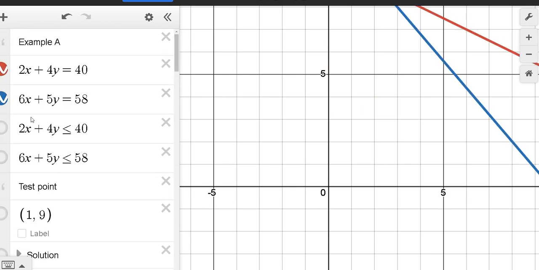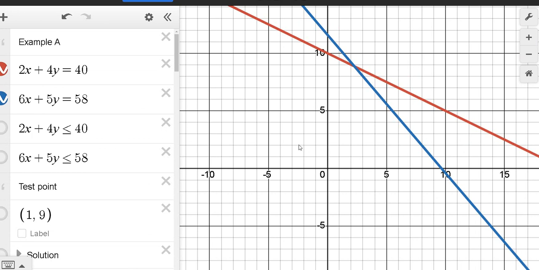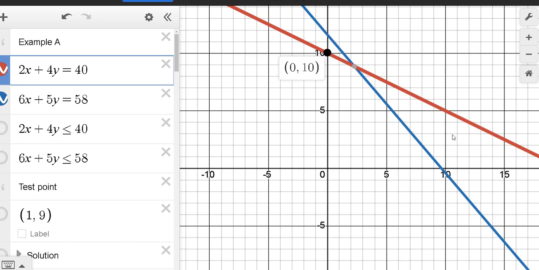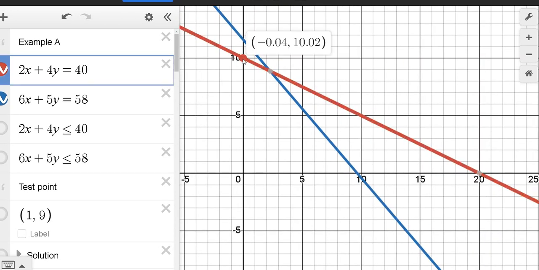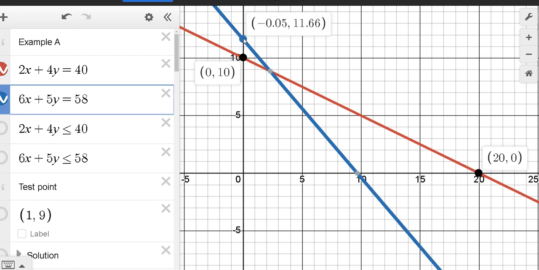So here's your two equations. Hopefully you're comfortable graphing these. You know, just plug in points like I did with the first one, set x equal to 0, set y equal to 0, and get your intercepts. So 0, 10, and then 20 and 0. And then our other one doesn't have nice integer solutions, that's okay. There's your points. But now I want to test some points to shade.